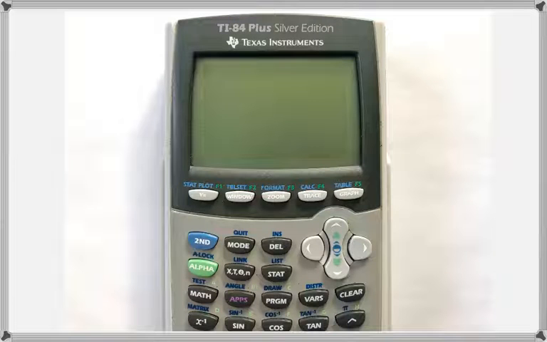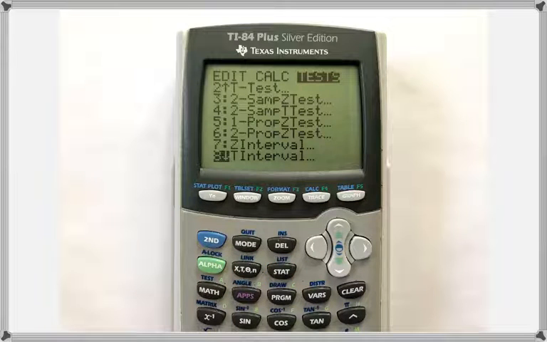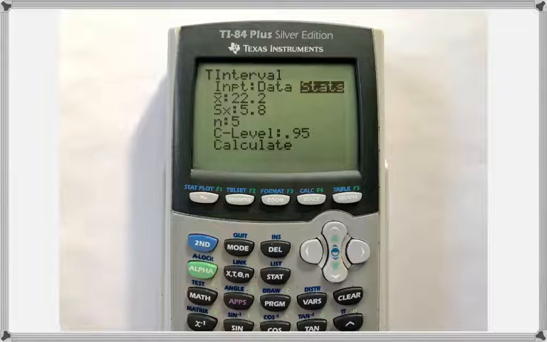On the calculator, I'm going to press Stat, and then go over to Tests, and then down to t-interval. So it's right below the z-interval. So under the t-interval command, I want to make sure that the input is set to stats, and then I'm going to type all of my information in, and then press calculate.